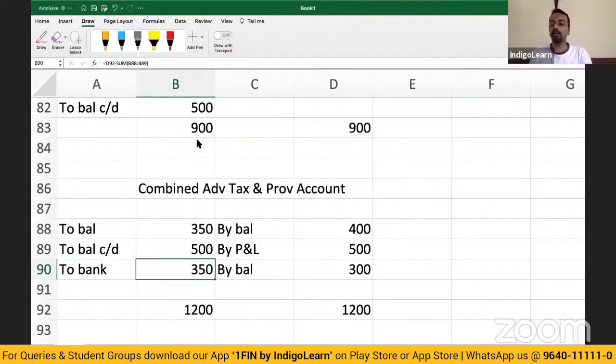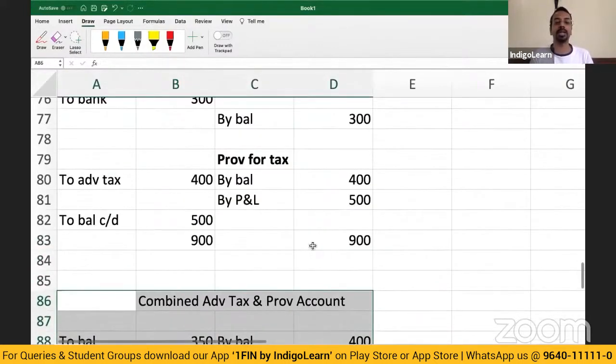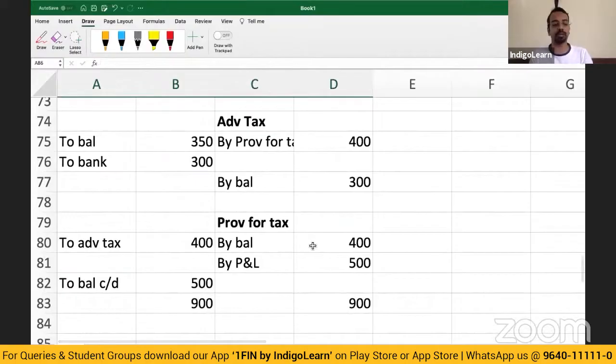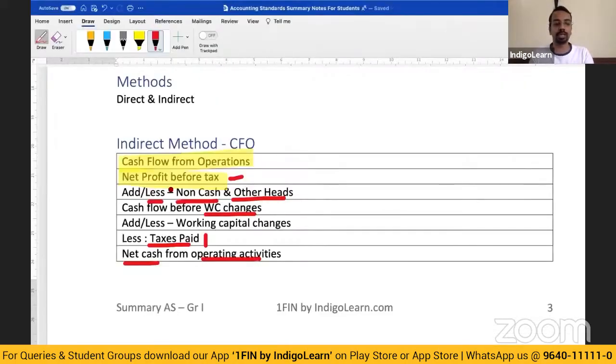So this is how you can calculate the amount related to payment of taxes. Now, whenever you are doing working capital changes, you will not consider provision for taxes in that calculation of the differences, because you are dealing with it separately by preparing a provision for tax and advance tax account, right? So this concludes the indirect method of cash flow. And for financing and investing activities, direct method and indirect method, both of them are same. You consider what has been received and what has been paid, right?